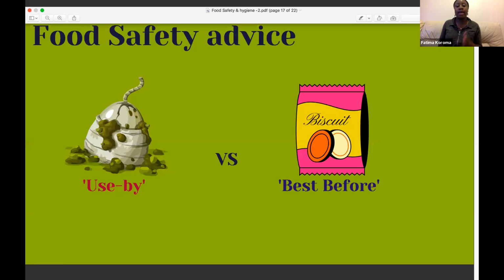So for use by dates on perishable food, if they eat them after that date, even if they see nothing wrong with it, they take that risk, and sometimes it can make you sick. But with best before, if they eat them even after that date, the quality will deplete and will not be the same quality as normal.